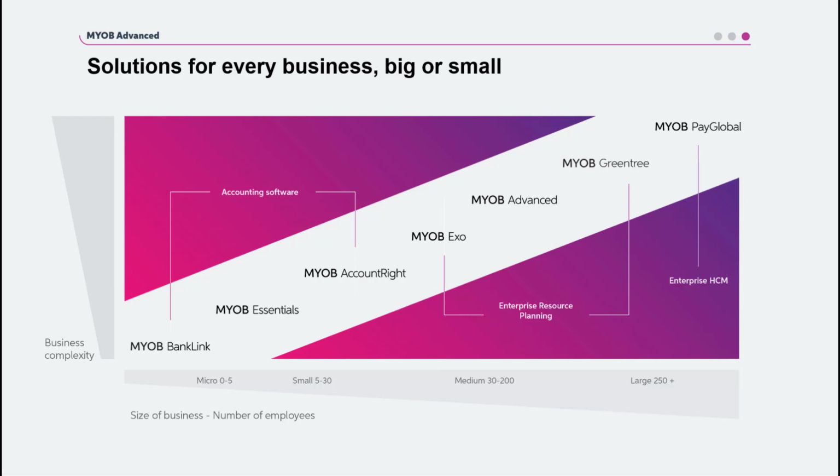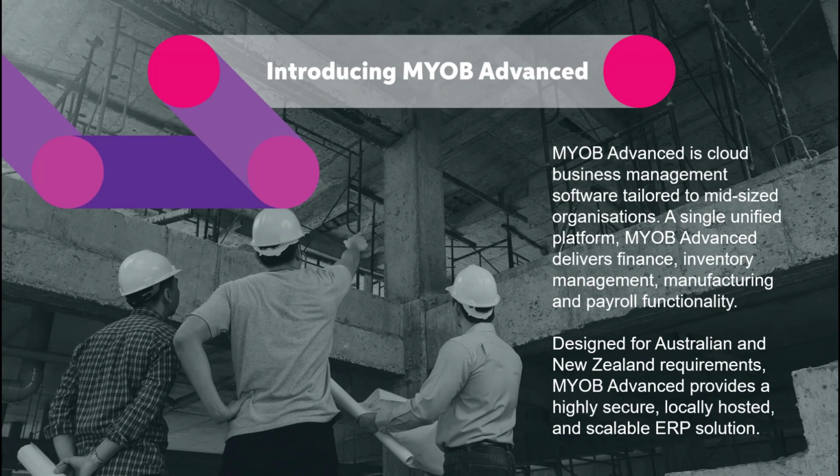When that happens, we high five everybody around the table because it's a good thing, and we accept that we are now in the world of ERP. So you can see here by the slide that in the MYOB stable of products, they have three products geared at that market, which is MYOB EXO, Advanced, and GreenTree. Today, our focus is primarily going to be on MYOB Advanced as being the most modern cloud-based application in the lineup. So let's have a little bit of a history lesson.